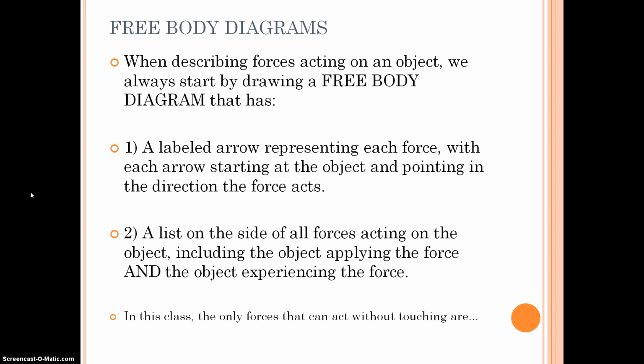Now, in this class, the only forces that can act without touching are gravitational forces and electromagnetic or electric forces. The other forces must be physically touching the object you're looking at, even though what we're really going to say is that because the atoms inside all objects always repel, because the nucleus is always positive, no things actually touch. There are always forces acting at a distance.